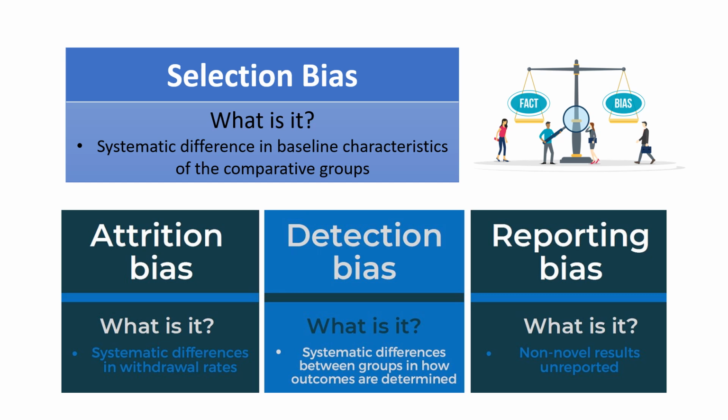Most of these studies are subject to different sources of bias. The most important is selection bias, which is a systematic difference in baseline characteristics of the comparative groups. Attrition bias, detection bias, and reporting bias are other examples.